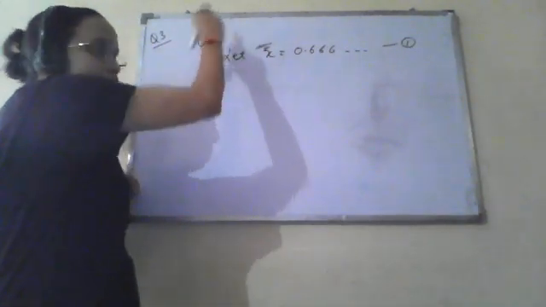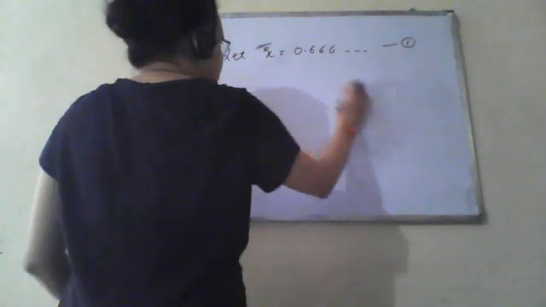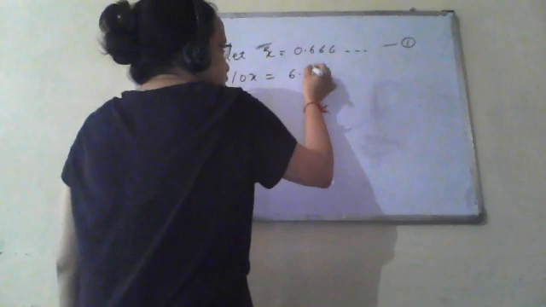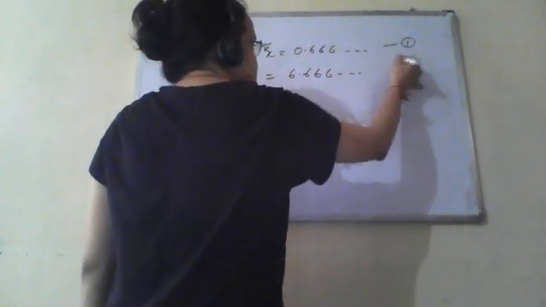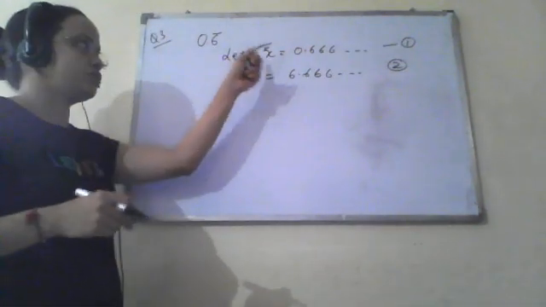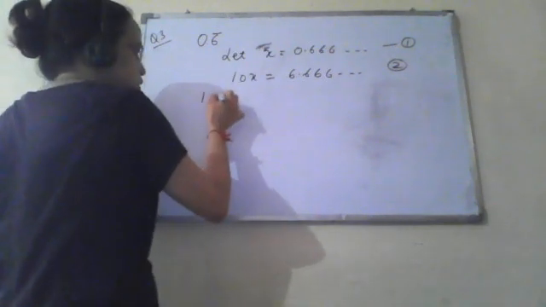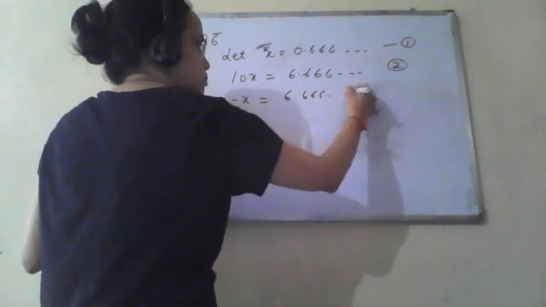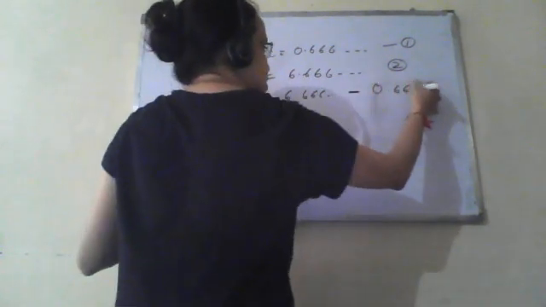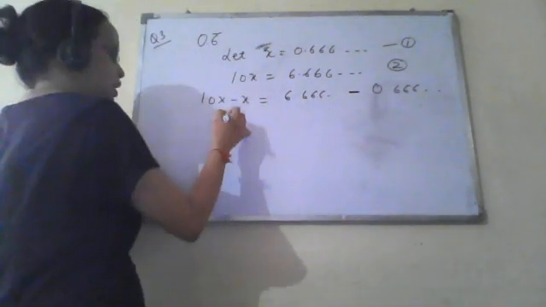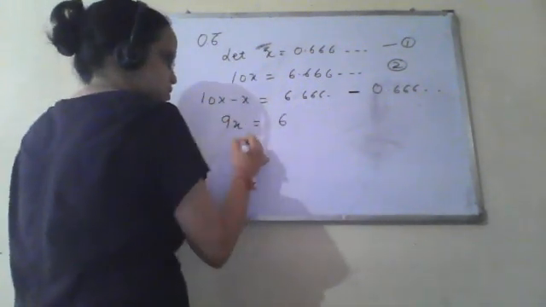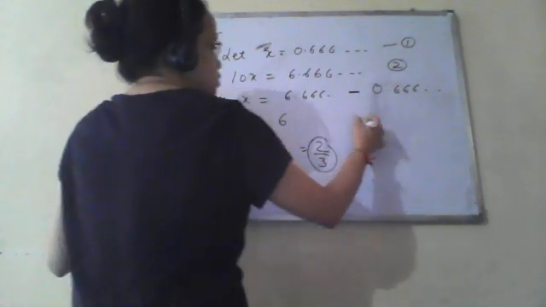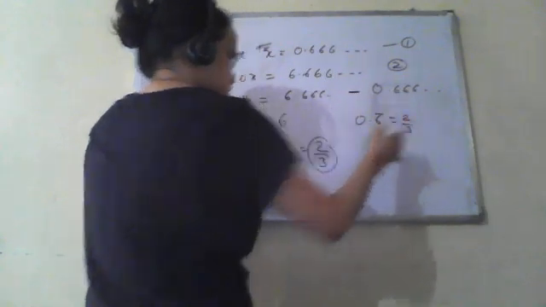Now there is a bar on 1 digit, so we will multiply both sides by 10. So it will be 10x equals 6.666. We will term this equation 2. Now we will subtract equation 1 from equation 2. So this will be 10x minus x equals 6.666 minus 0.666. So this will be 9x and this will be 6. So x equals 6 upon 9 or 2 upon 3. So this is the standard form. So 0.6 bar equals 2 upon 3.